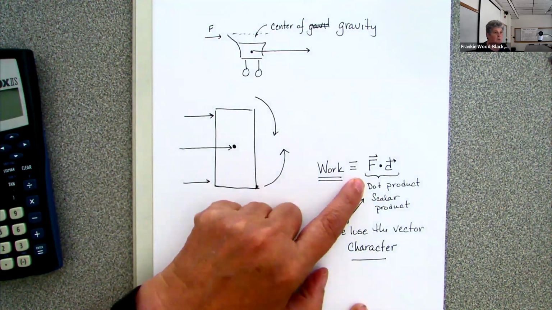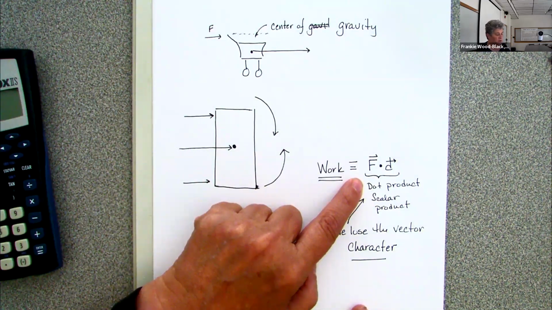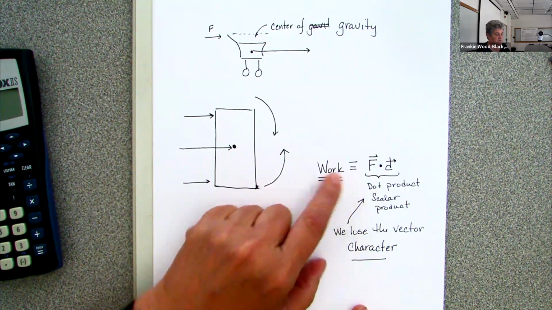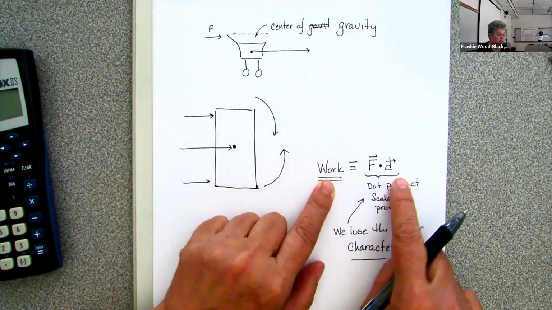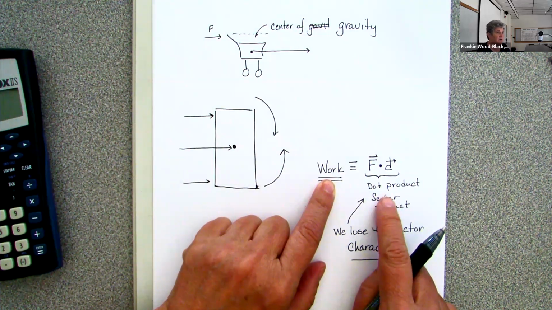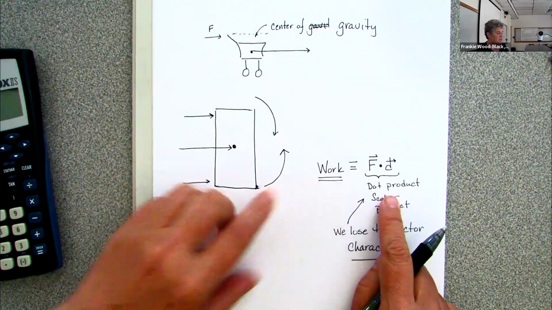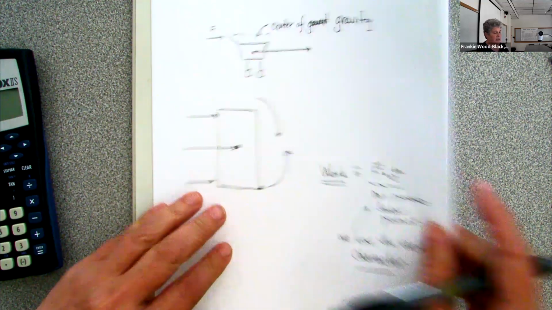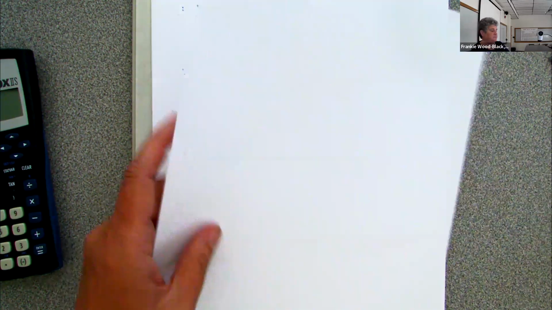This is no longer going to be a vector. So while we're defining it with this dot product, it's no longer going to be the vector carrier. So let's go back and look at our suitcase problem, or our shopping cart problem.